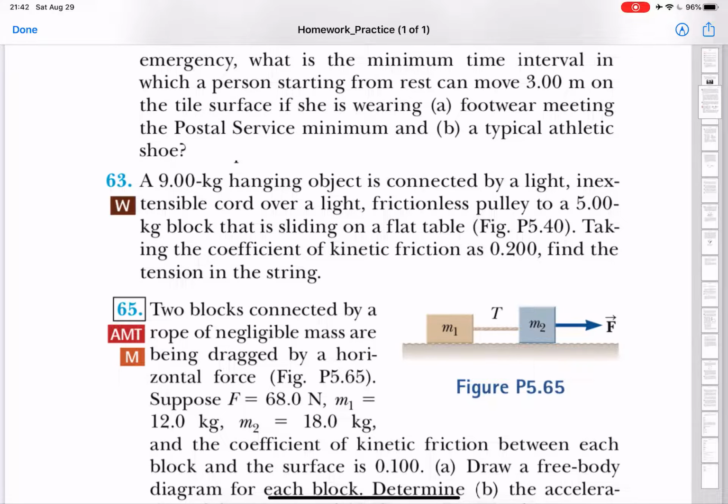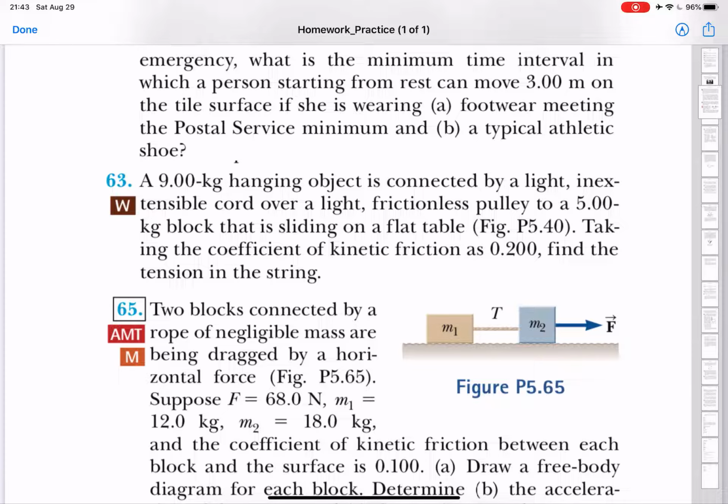Okay, here we have problem number 63. We have a 9 kg hanging object connected by a light inextensible cord over a light frictionless pulley to a 5 kg block that is sliding on a flat table. Taking the coefficient of kinetic friction as 0.2, find the tension in the string.